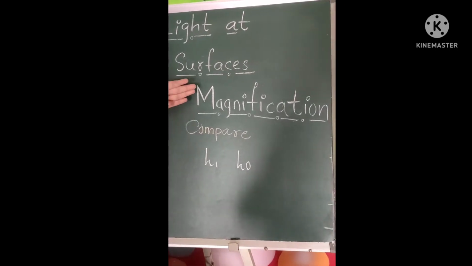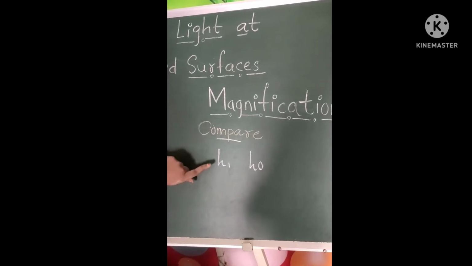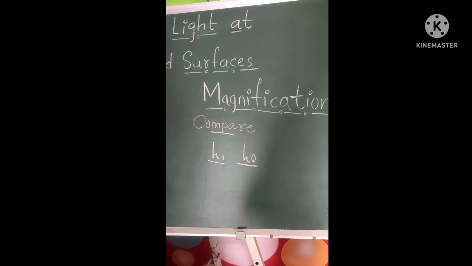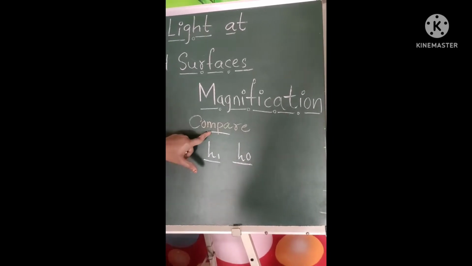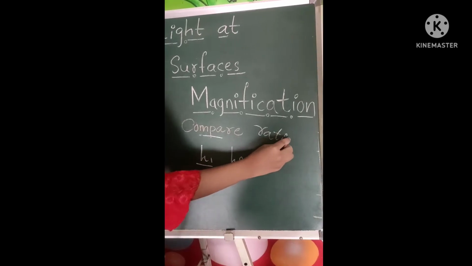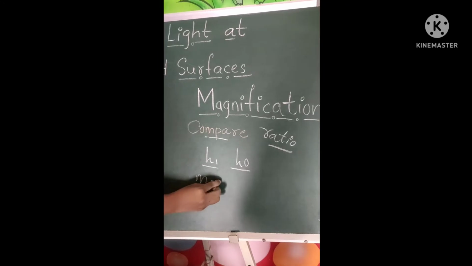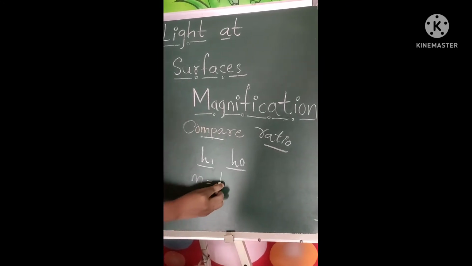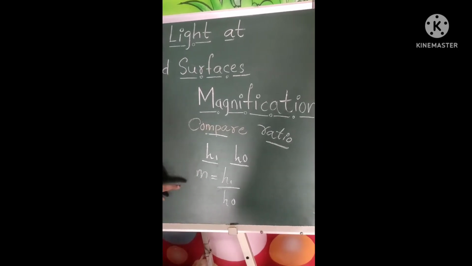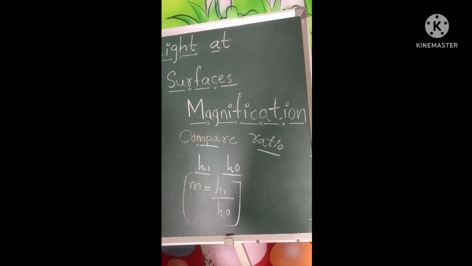Now moving to magnification. Okay, what is magnification? Comparing height of image and height of object. Usually comparing means the ratio of something, right? So it's the ratio of height of image and height of object. So magnification is equal to height of image by height of object. Okay, is it clear? So this is the formula for magnification, and it is very important in doing numericals.